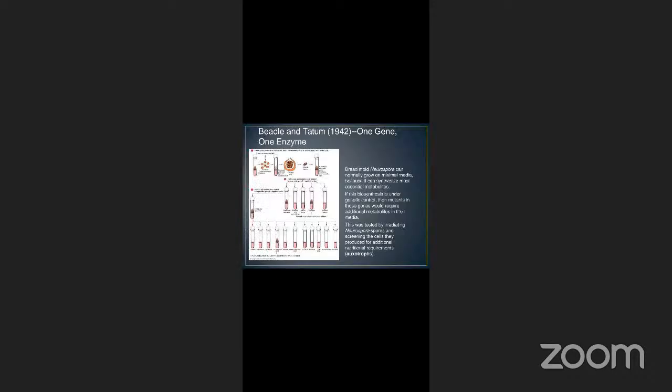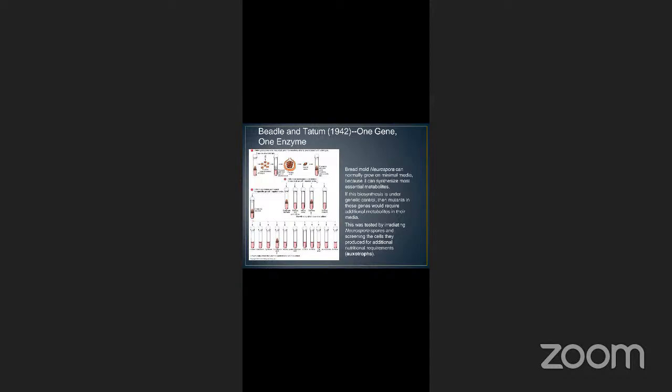Yes, ma'am. This is Beadle and Tatum. Actually, they gave this concept, one gene, one enzyme, in 1942, when they were performing experimentation on the bread mold Neurospora. This Neurospora crassa usually grows in minimal media, which doesn't require anything sophisticated. And it synthesizes metabolites. If the biosynthesis is under control, then the mutants of genes actually require additional metabolites.